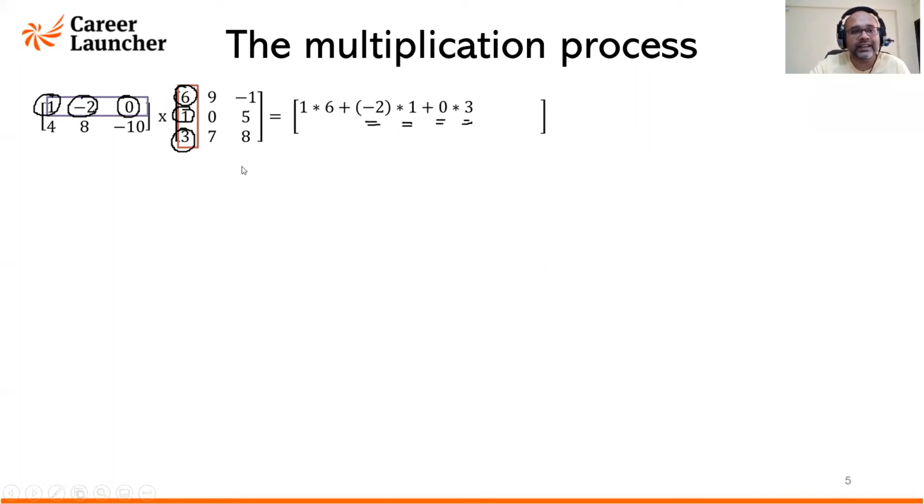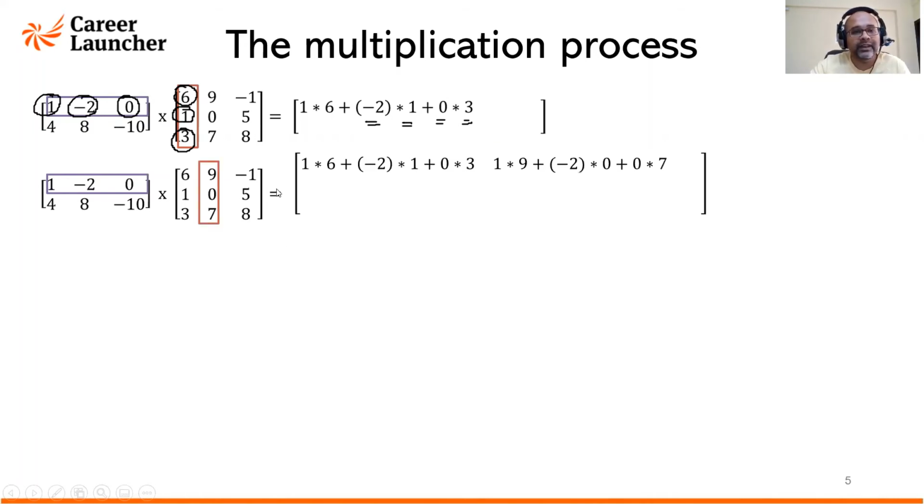Once you do this, the next step will be, take again the first row. Now in the second matrix, go to the second column and do the same. What does it mean? It means you will multiply 1 with 9. 1 comes from here, 9 comes from here. Then 2 with a 0. So, sorry, negative 2. Negative 2 comes from here, 0 is here, and 0 with a 7.